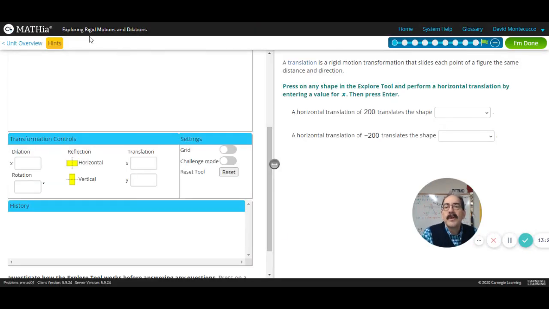Okay, so exploring rigid motion and dilation. That'll be next.